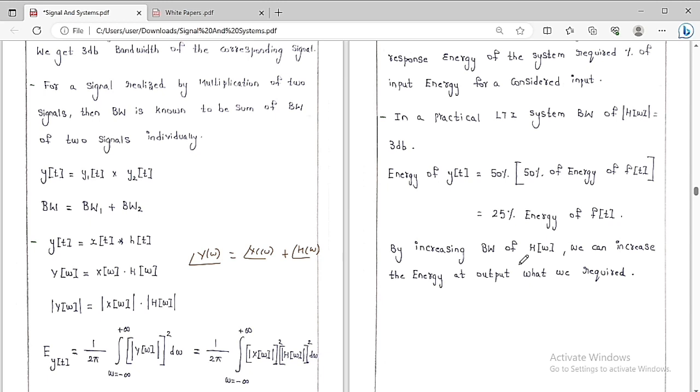And also, one more thing is, the energy in the output is equal to 25% of the energy of f of t. So this is the maximum energy that we can get. So the energy in y of t can be at maximum only 25% of the energy of the input f of t. And practically, I have already told you the meaning of 3 dB bandwidth. 3 dB bandwidth is nothing but the output energy being 50% of the input. So these points you always have to keep in your mind.